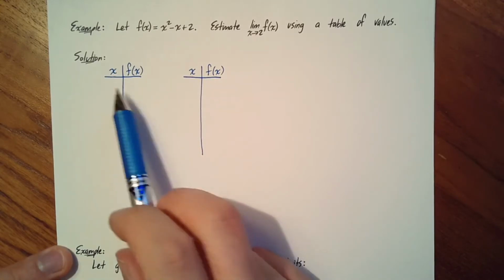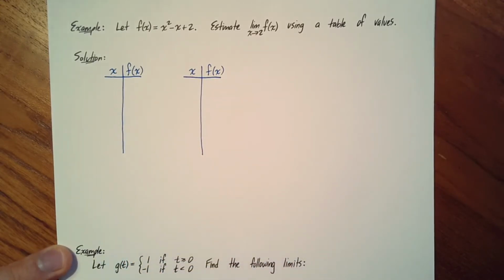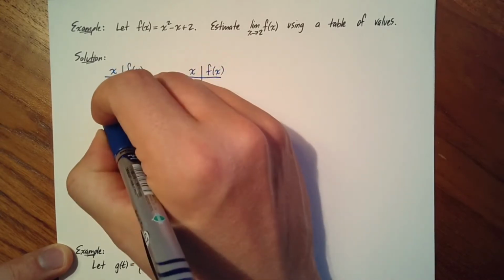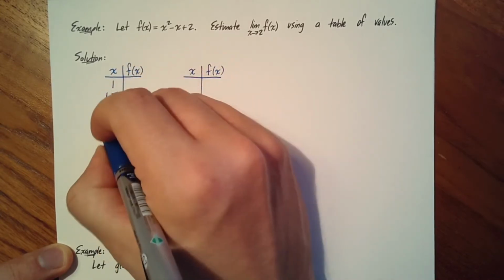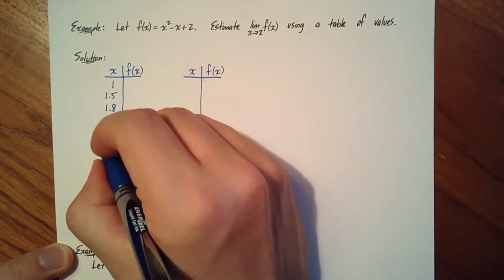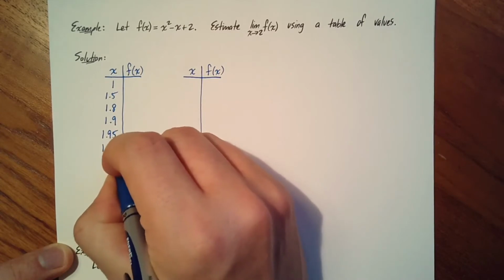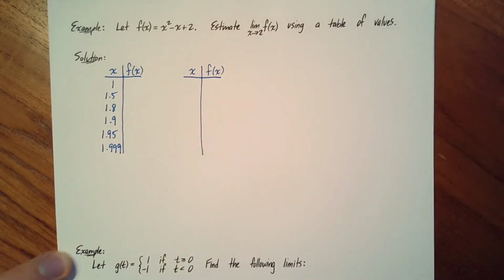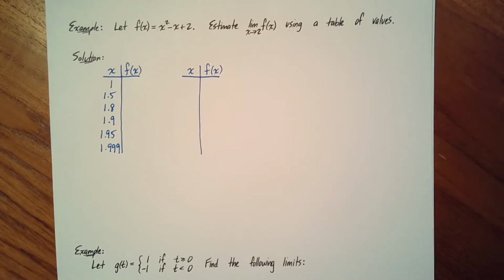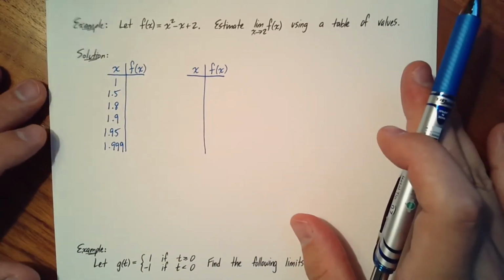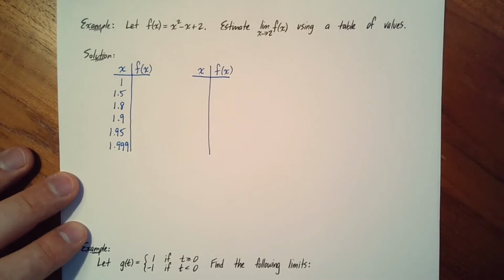Let's pick some values of x that get closer and closer to 2, but from the left. We'll start with 1, 1.5, 1.8, 1.9, 1.95, and then 1.999. That's getting quite close to the number 2 now. If you have a calculator handy, feel free to punch these in and fill in the values on your own. If you don't, that's okay. You can just take my word for it. I've worked these out already, and I'll tell you what they are.